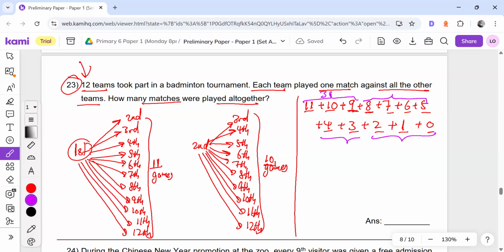That will be 30. Then 8 plus 7, 15. 15 plus 6 is 21. 21 plus 5 is 26. 4 plus 3 is 7. 2 plus 1 plus 0 is 3.